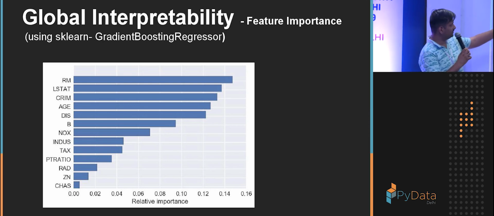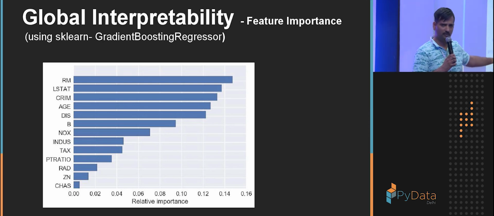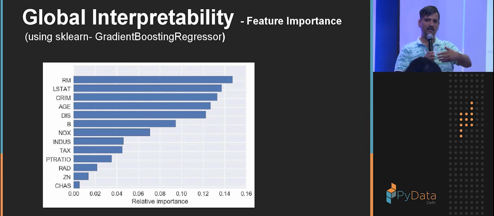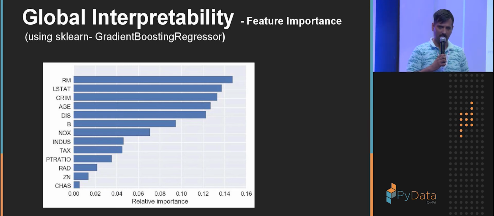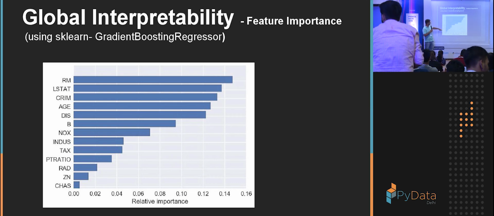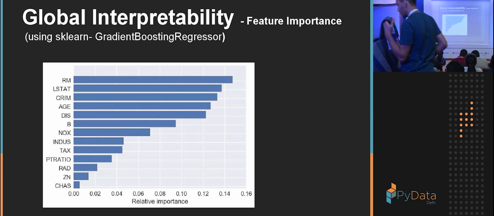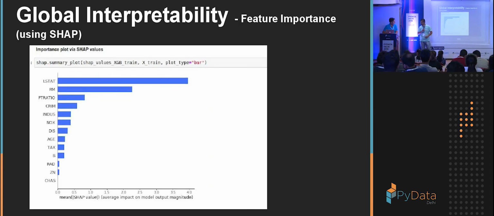So this is the global interpretability. I think a lot of people are already using this feature importance. But you may not know that this is also a part of modern interpretability, because globally, at the model level, you are giving at least which feature is important, which is not important. So this is from the sklearn gradient boosting library. Then, yeah.